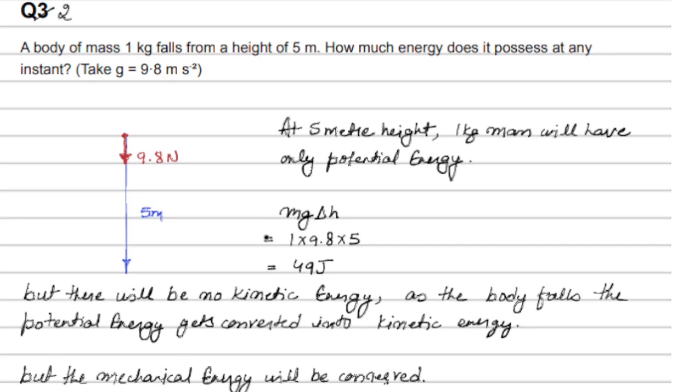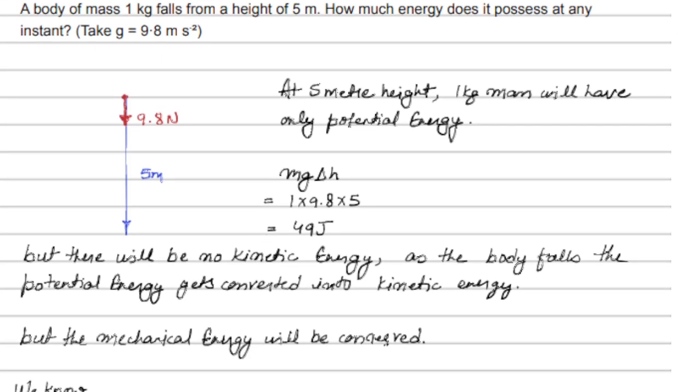Let's do this question. This is question number 2. A body of mass 1 kg falls from a height of 5 meters. How much energy does it possess at any instant? So any instant will be the same mechanical energy here.